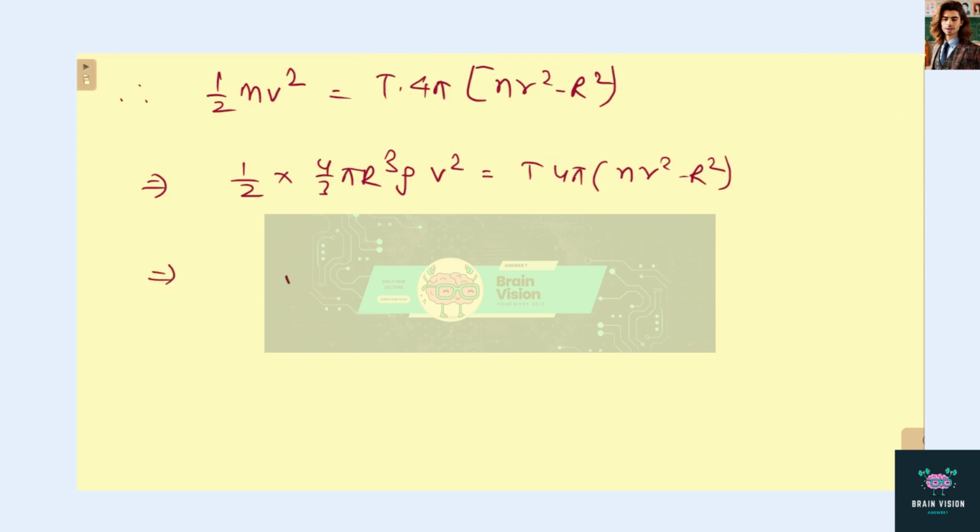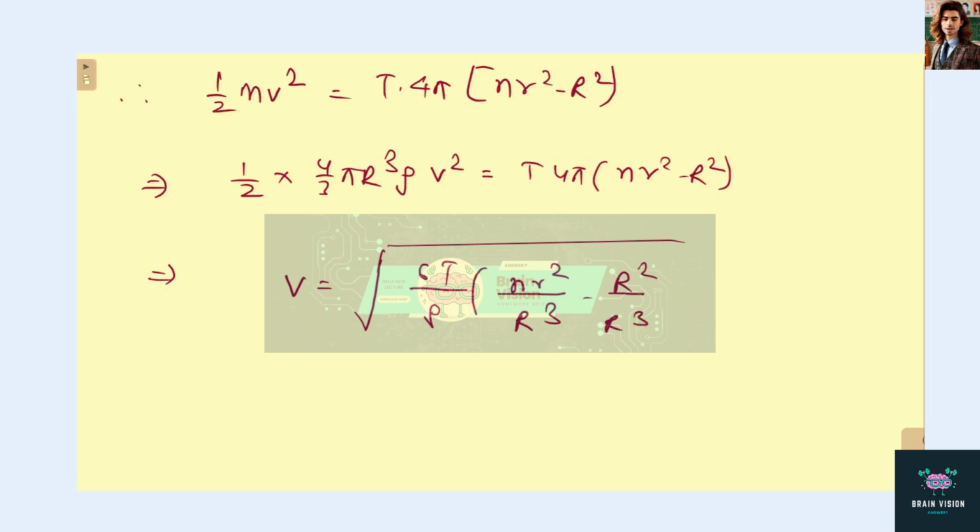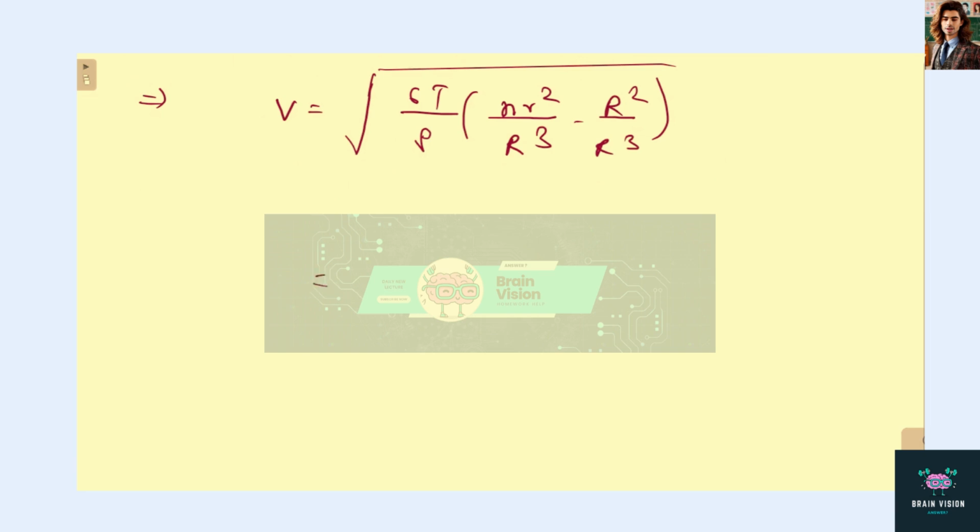So from here we can say that speed v becomes the square root of 6T upon ρ into nr²/R³ minus R²/R³. So finally this comes out to be the square root of 6T/ρ into (1/r minus 1/R). So this is the answer of our given question, and for that we can say option D is the correct choice.